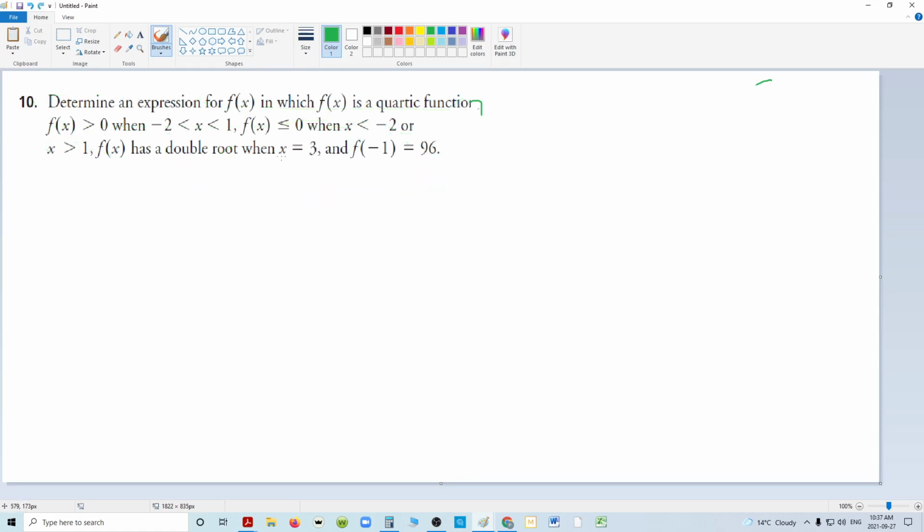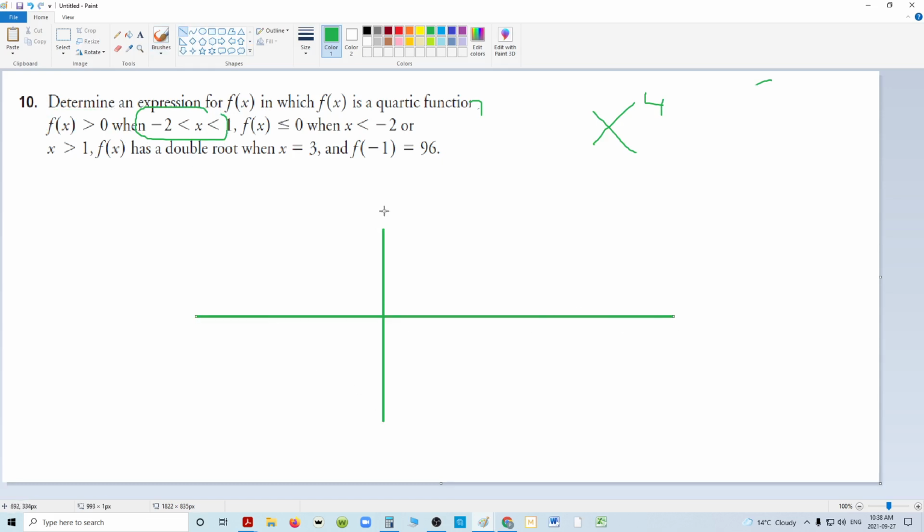And I mean, I might as well do one of these to show that it's doable, but I really hate it. So they're telling us it's a quartic function, so x to the 4. They're telling us when f of x is above 0 is between this and that. Okay, so that's quite a bit of information. So between minus 2 and 1, this whole thing's above 0. Now just be careful, because it could do this. You just don't know. So we know the graph is like that, at least.